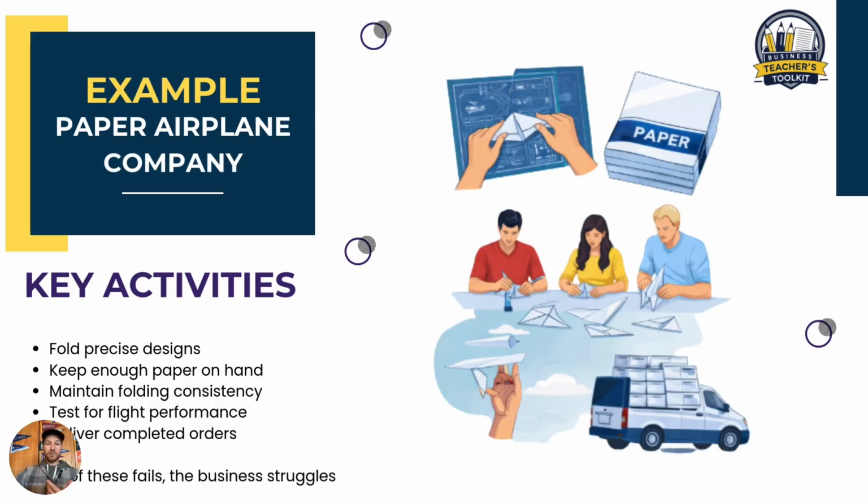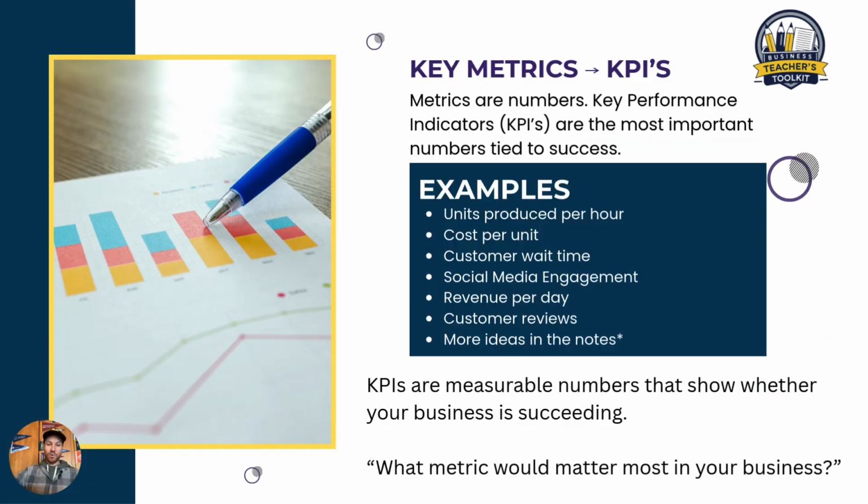I then give you an example slide for a paper airplane company. Again, this is totally silly because realistically nobody would start this type of business, but maybe there's a demand out there. The key activities, well, you've got to have precise designs. You have to make sure that you have enough paper on hand. So maintenance of your materials. You need to maintain your folding consistency, test for flight performance, and more.